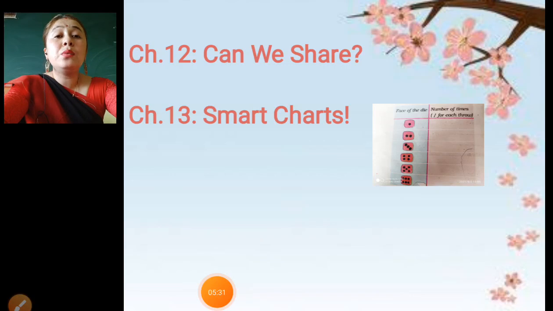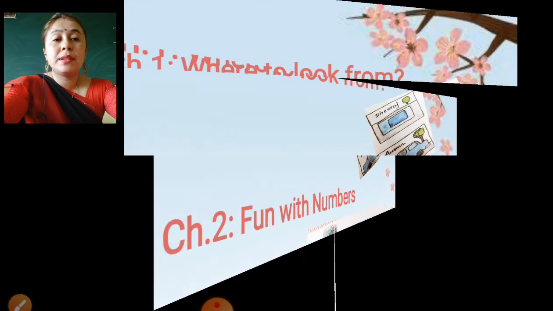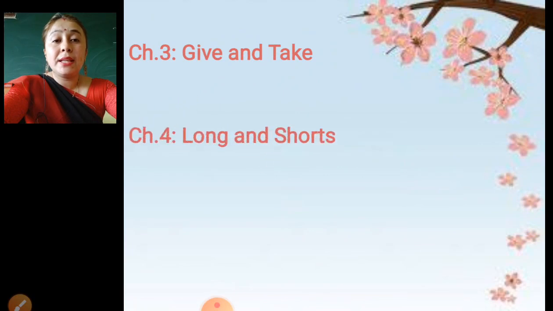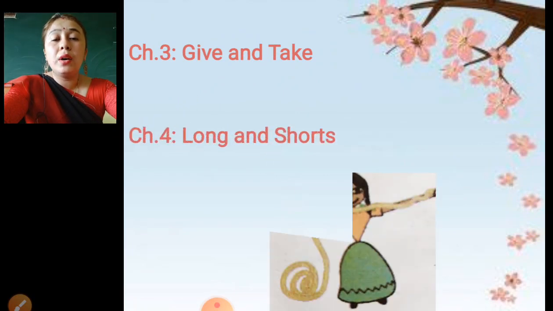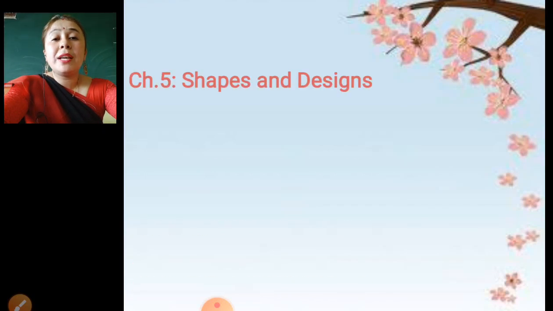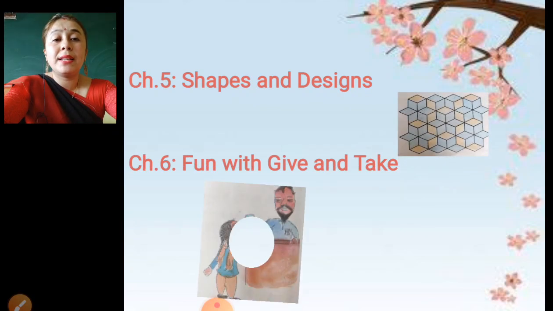So let us see once again what we are going to do in Math Magic this year. Chapter 1, Where to Look From. Chapter 2, Fun with Numbers. Chapter 3, Give and Take. Chapter 4, Long and Shorts. Chapter 5, Shapes and Designs. Chapter 6, Fun with Give and Take.